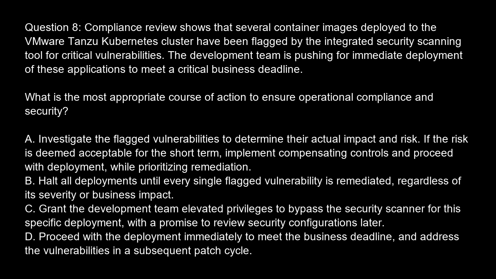Option A. Investigate the flagged vulnerabilities to determine their actual impact and risk. If the risk is deemed acceptable for the short term, implement compensating controls and proceed with deployment while prioritizing remediation. Option B. Halt all deployments until every single flagged vulnerability is remediated, regardless of its severity or business impact. Option C. Grant the development team elevated privileges to bypass the security scanner for this specific deployment, with a promise to review security configurations later. Option D. Proceed with the deployment immediately to meet the business deadline and address the vulnerabilities in a subsequent patch cycle.